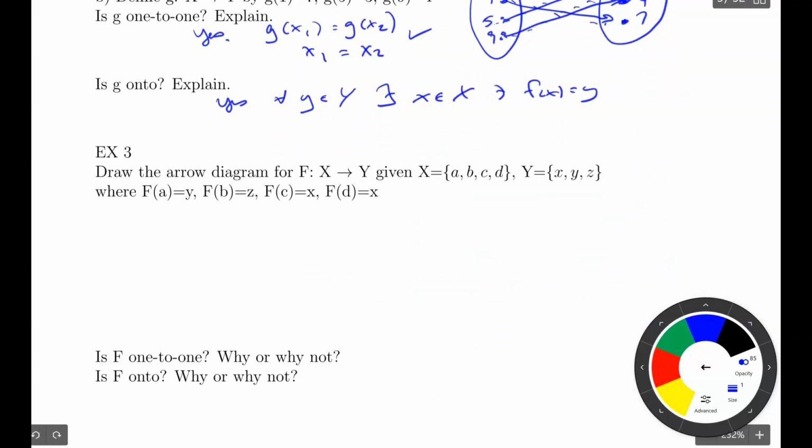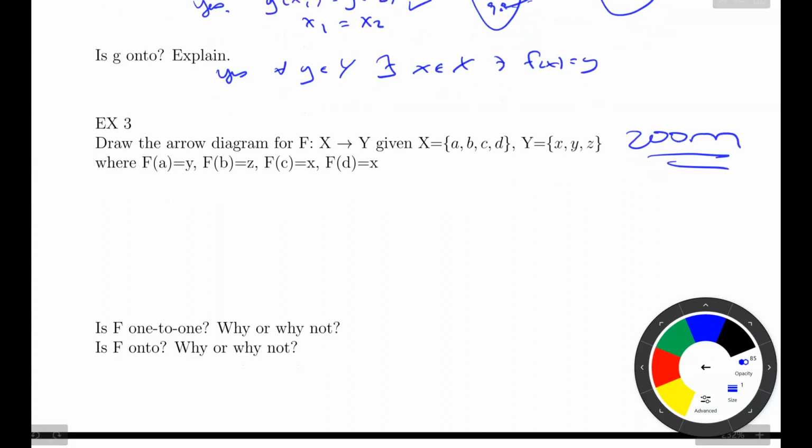Okay, so let's go to, actually, this one I'm going to have you do. So this will be example 3, yours to do.